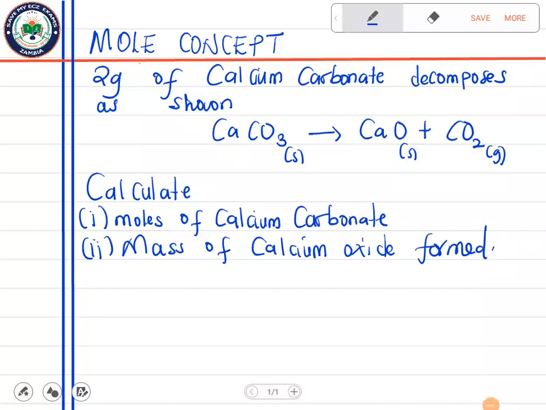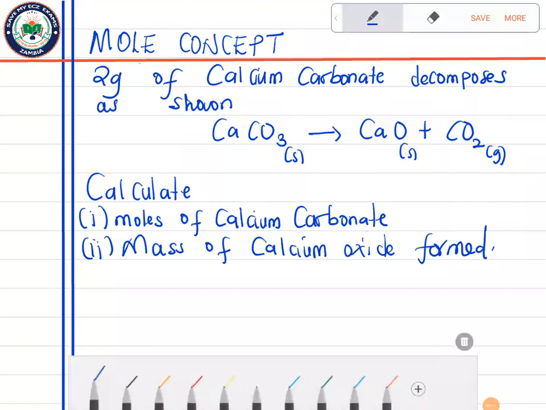I have a question on mole concept. Let's work it out together. The question says 2 grams of calcium carbonate decomposes as shown. So calcium carbonate here decomposes to form calcium oxide and carbon dioxide. Calculate the moles of calcium carbonate, and also the mass of calcium oxide formed.